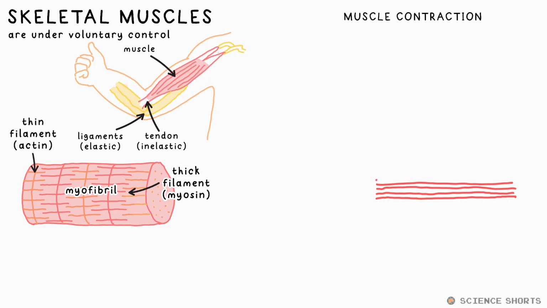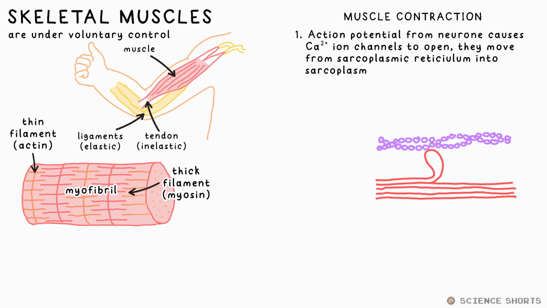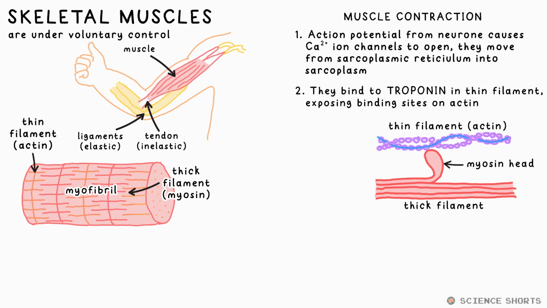A muscle contraction occurs by the following process. An action potential from a neuron causes calcium ion channels to open, and they move from the sarcoplasmic reticulum into the sarcoplasm, essentially the cytoplasm of muscle cells. They then bind to the protein troponin. This causes the binding sites on the actin filaments to be exposed. The head of myosin binds to the actin, forming a cross bridge and releasing ADP.